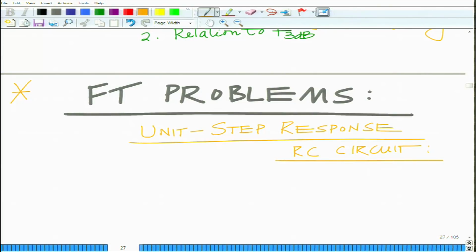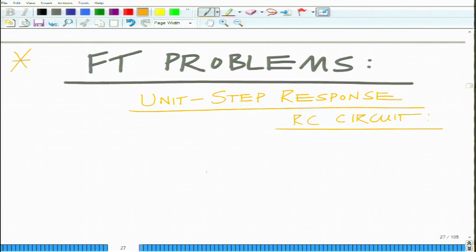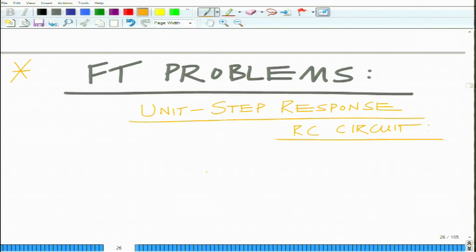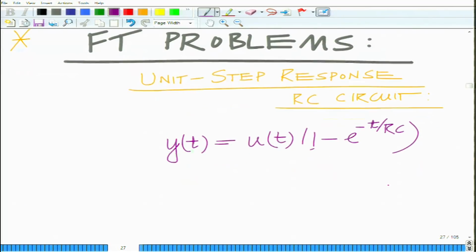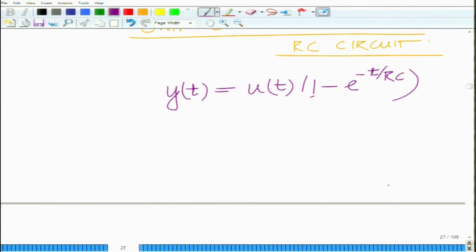Okay. And what we have seen is the unit step response is given as the output y(t) equals, if you remember, y(t) equals u(t) into 1 minus e raised to minus t over RC. This is the unit step response.